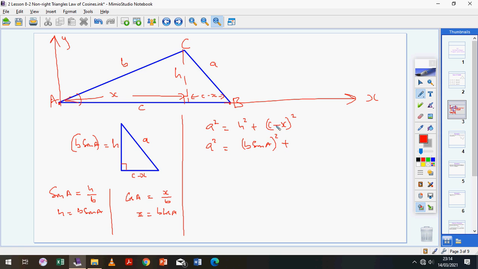C minus x, let me first square it. That will be c squared minus 2cx plus x squared, and now I'm going to substitute for x as b cosine a. So this will be b squared sine squared a plus c squared minus 2c times x, but x is b cosine a, right? Plus x squared, but x squared is b cosine a squared. So b squared cosine squared a.